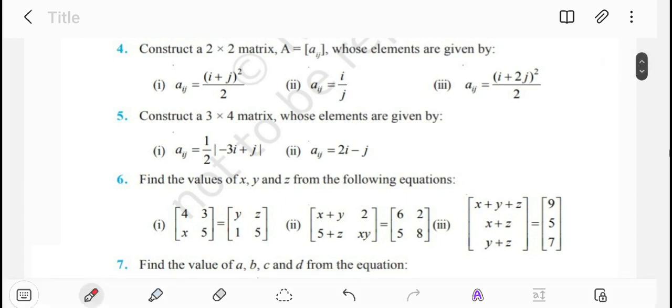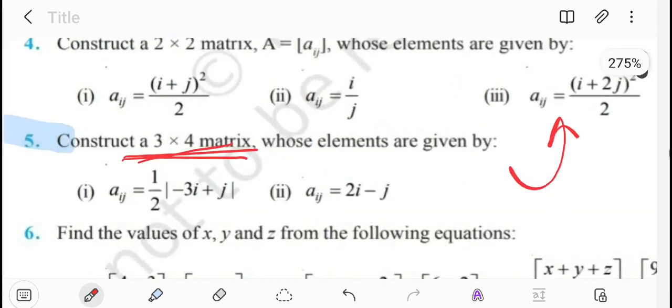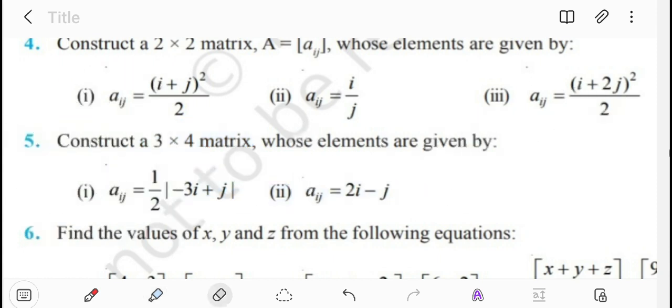Next question. In question number 5, what do we have to find? We have to find a 3 by 4 matrix. Again, it is also a very similar question to this one. But what is the difference? In this question, we have to find a 3 by 4 matrix whose elements are given in this way and this way. Again, here I will discuss only one part. Another part is left to you as homework.